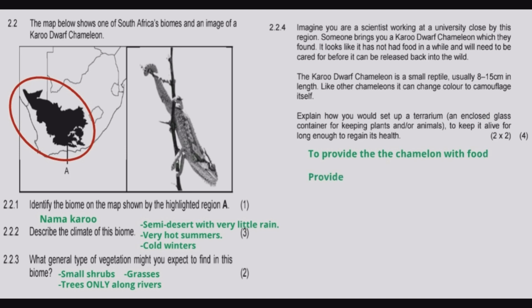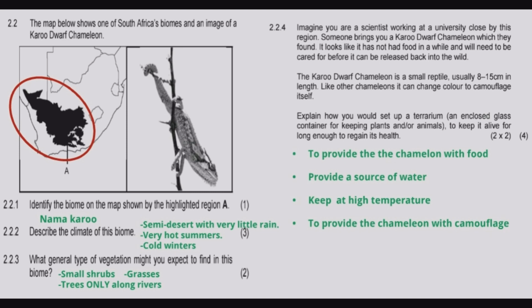Two, provide a source of water. Three, keep it at a high temperature. So you make sure that the surrounding temperature is good. Remember, it's coming from an environment where there is high temperature, and lower temperature in winters. Then the other one is to provide the chameleon with camouflage, by putting a plant where it is staying.